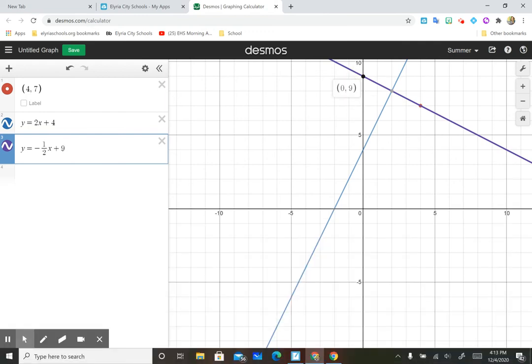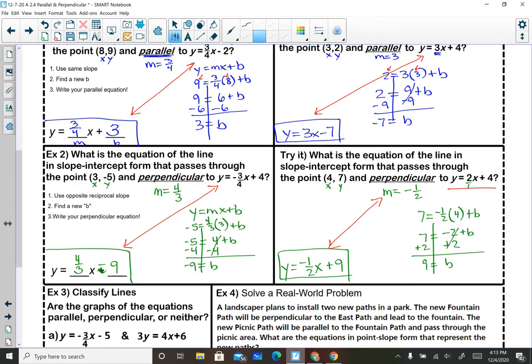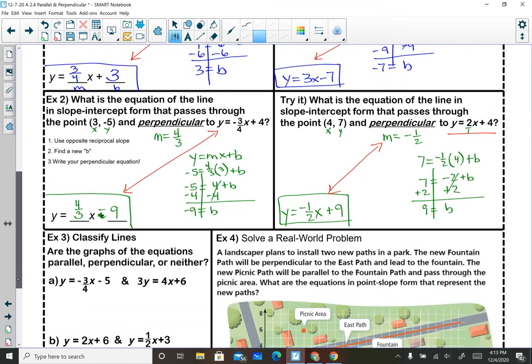And look, that new line goes right through that point because we used it. Okay, so it's kind of cool to be able to see it on the graph. That's why I'm pulling it up and showing you. Okay. All right, let's move on.